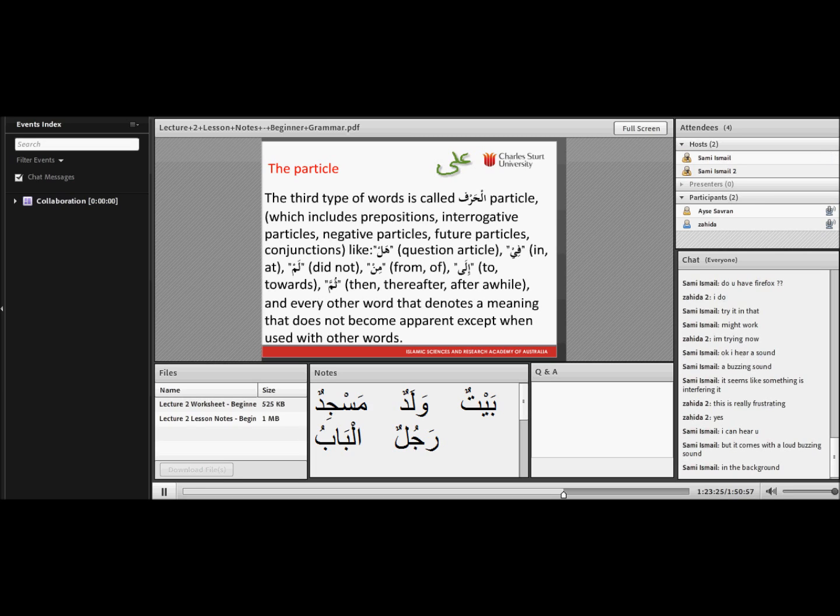Can you tell me the meaning of waladun? Boy. Baytun. House. Good. Talibun. Student. Masjidun. Mosque. Rajulun. Man. Babun. Door. Okay, now I'll ask you some in English, and you translate it to Arabic.